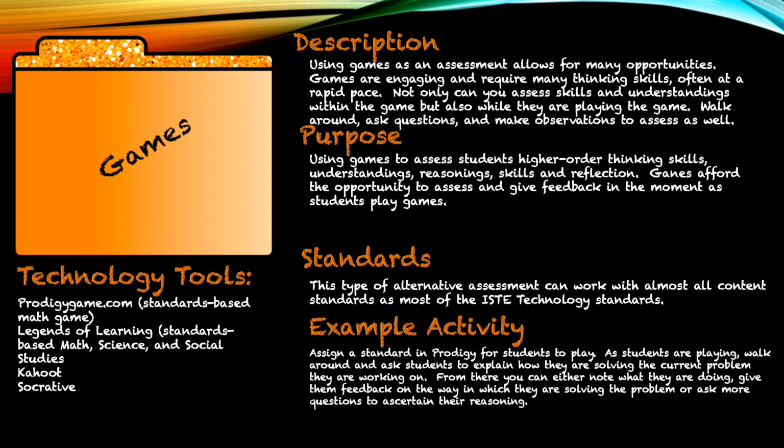An example of this activity would be to assign a standard in Prodigy for students to play. As students are playing, walk around and ask students to explain how they are solving the current problem they are working on. From there, you can either note what they are doing, give them feedback on the way in which they are solving the problem, or ask more questions to ascertain their reasoning.